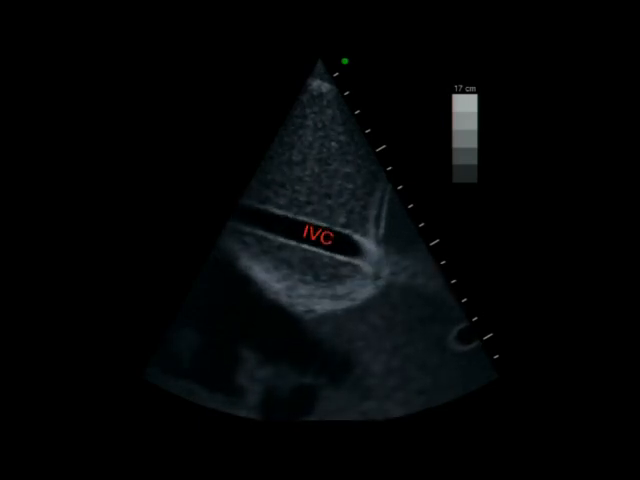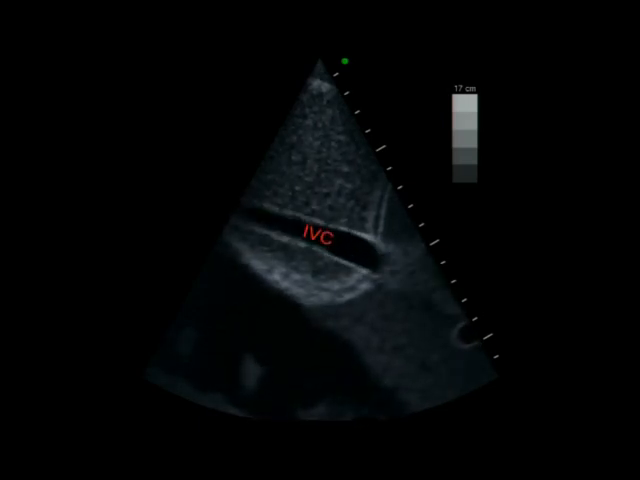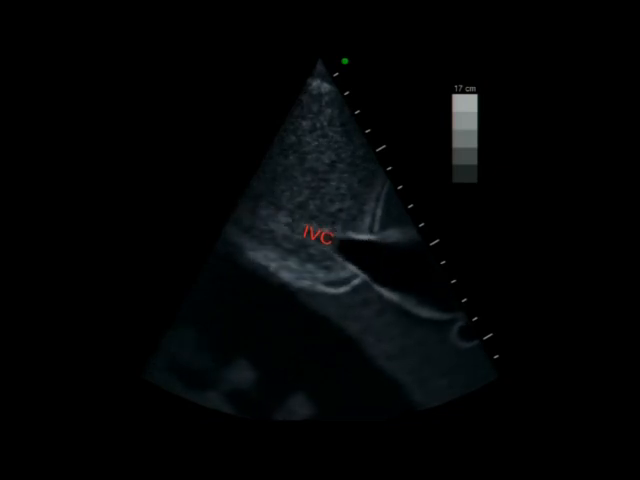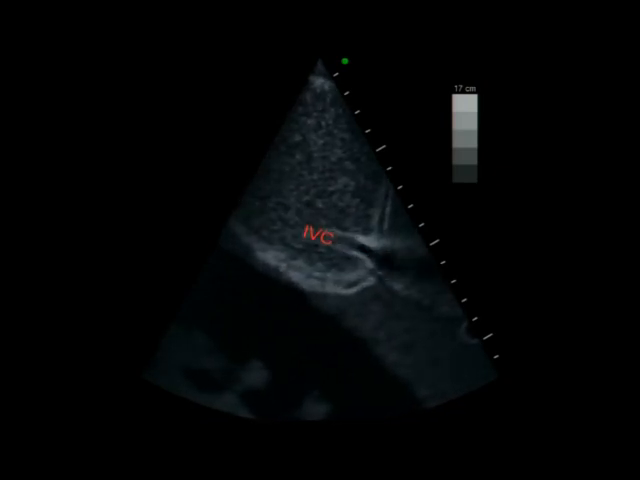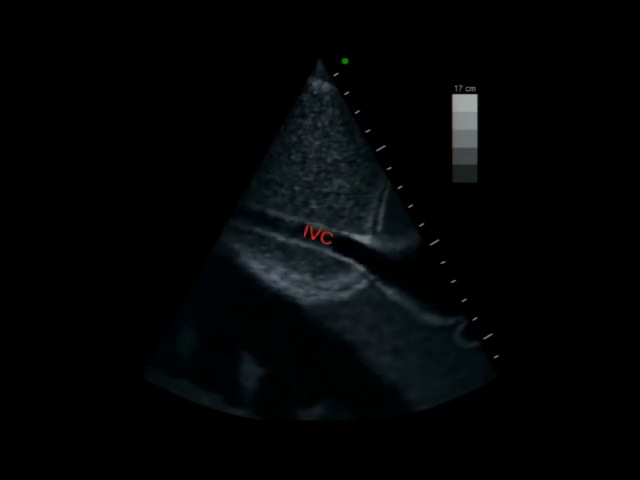In the subcostal inferior vena cava view, you should see the inferior vena cava behind the liver. This is the left liver lobe. The inferior vena cava collapses for every heartbeat slightly, and it can also show respiratory variation. You see the inferior vena cava entering a large structure called the right atrium.